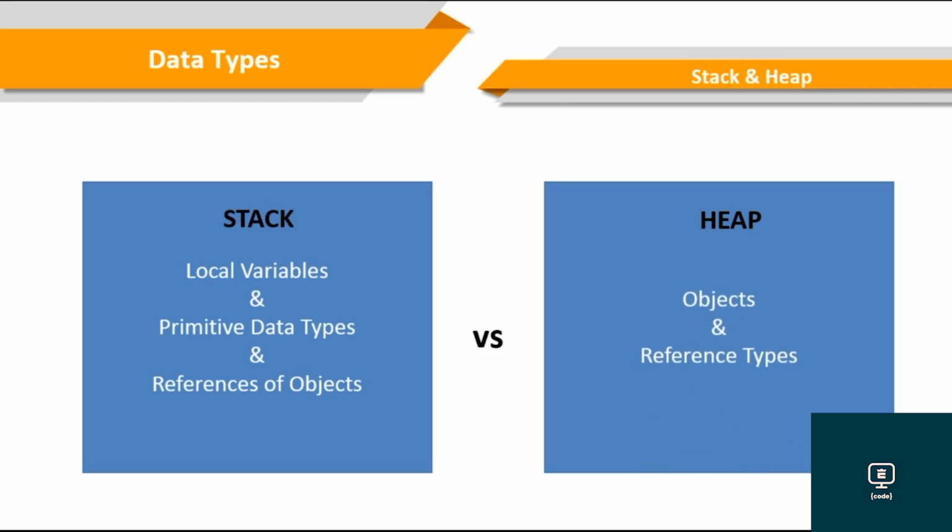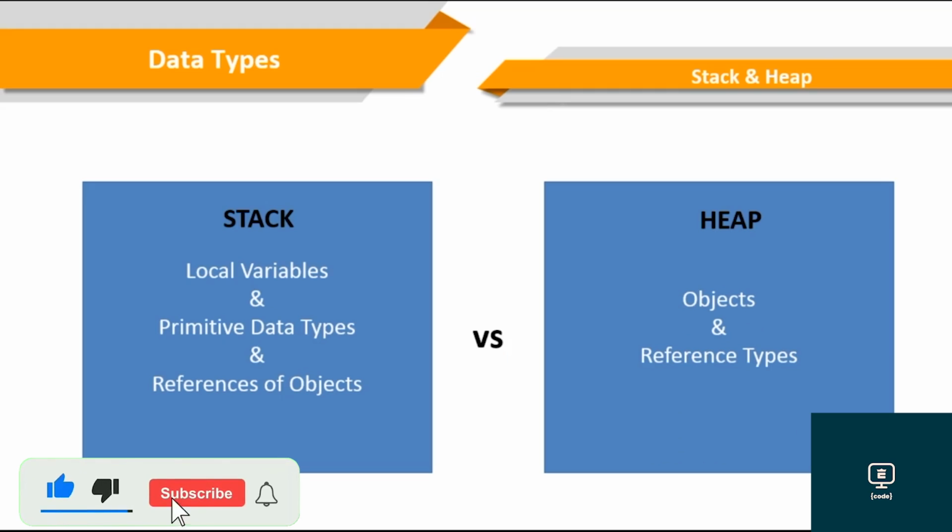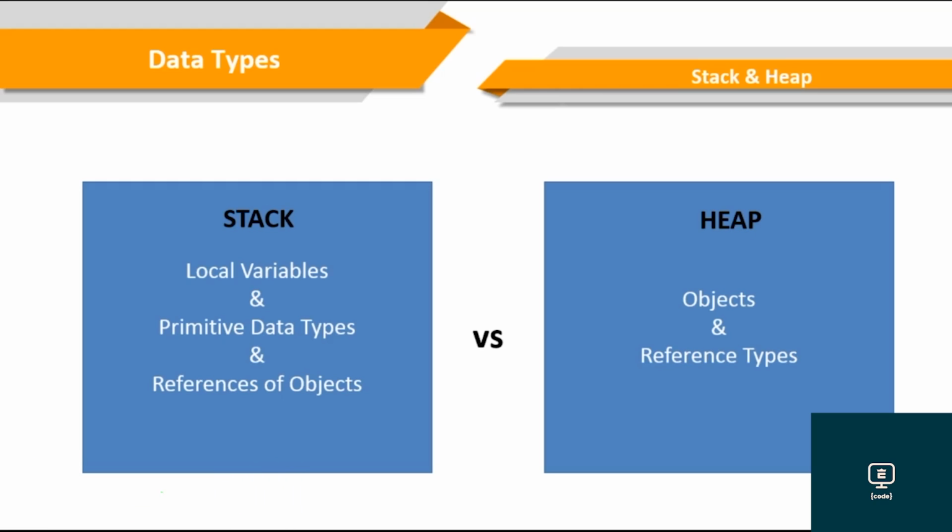Objects and reference types are stored in heap. So whenever we create any object, it's always created in the heap space of memory, and stack memory contains the reference to it. All right? So we're going to cover heap memory on the next few slides. I just want to make sure that you understand the difference.